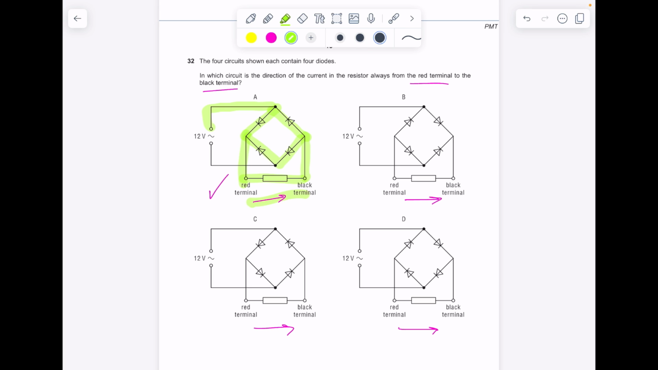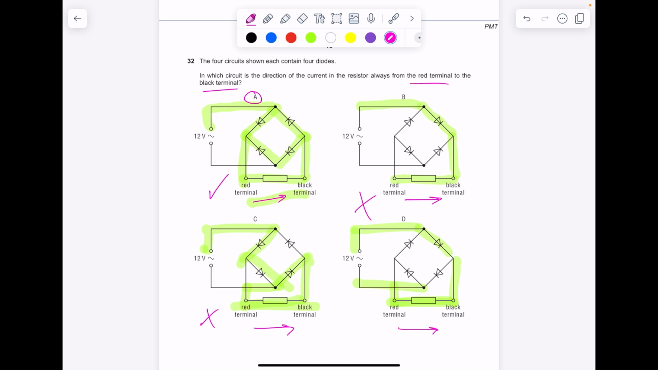Let's check B. Here comes the current. It's coming down here, and that means it's going black to red in this particular route, which means it can't be that one. What about if we took this direction, following the direction the arrow is pointing? This one's good because it's going red to black, but what happens if we took this route up here? Well, that would be going black to red. And then finally, let's go down this way for argument's sake. That would be going red to black, which is great, but if we followed this route along here, then that would be going black to red, which isn't what we're after, so the answer is A.